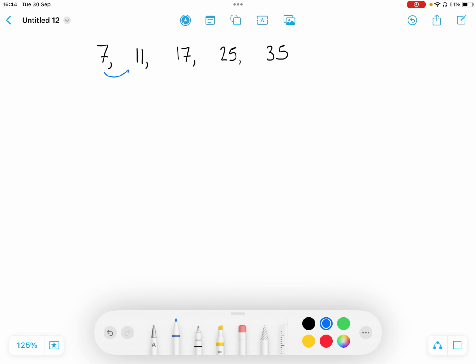So from 7 to 11, I'm going up by 4. From 11 to 17, I'm going up by 6. From 17 to 25, I'm going up by 8. From 25 to 35, I am going up by 10.